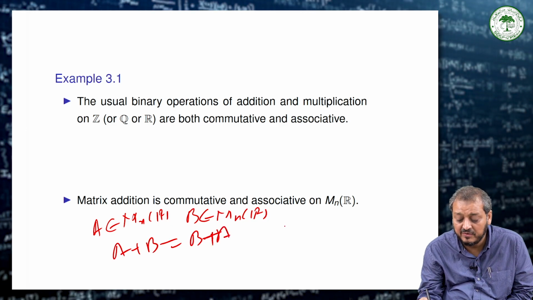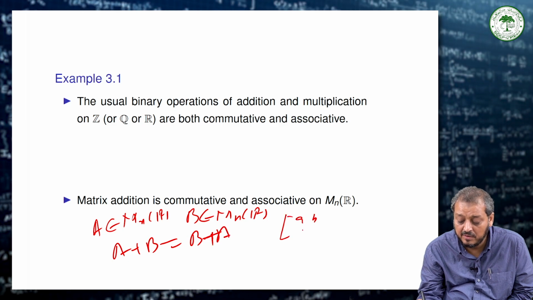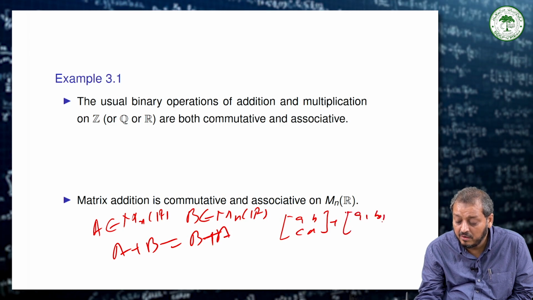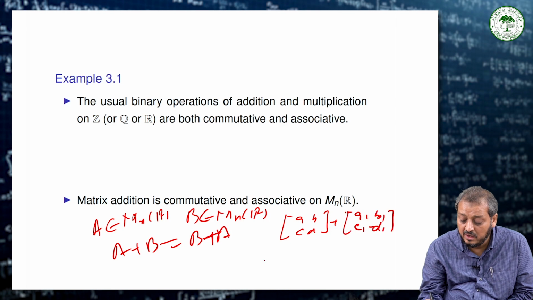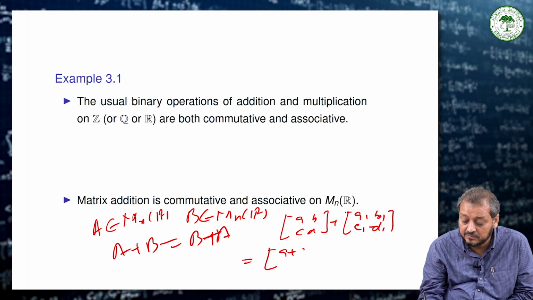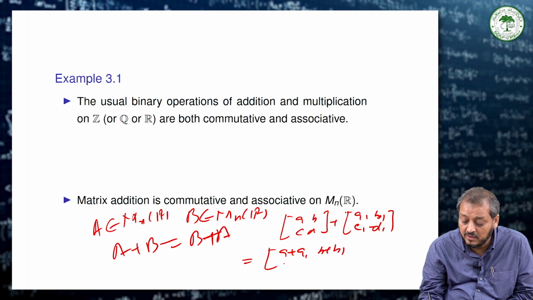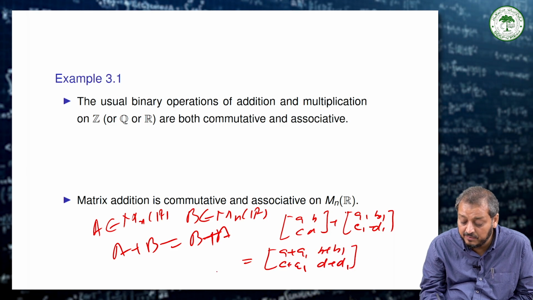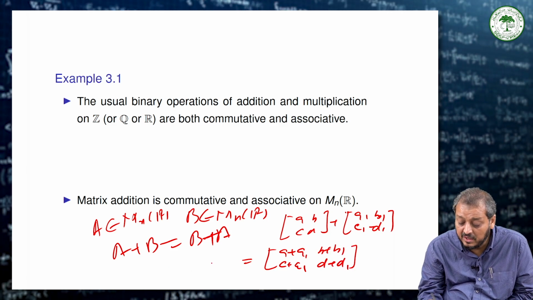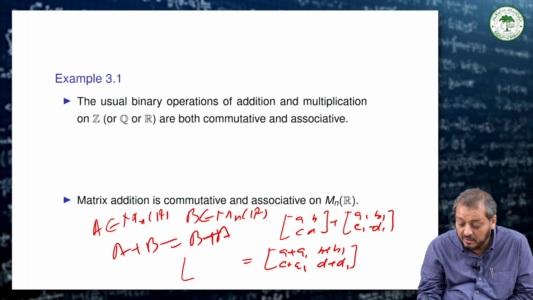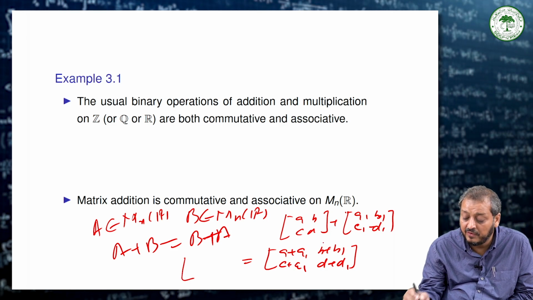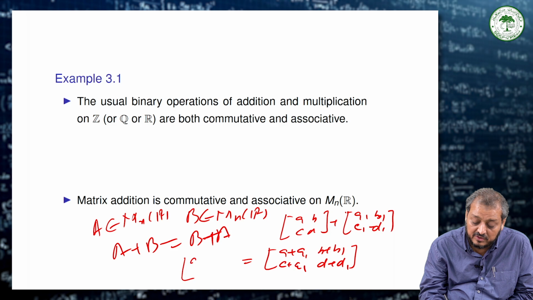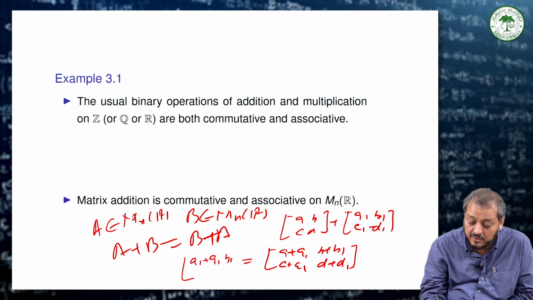For example, we take any 2 by 2 matrix A, B, C, D and add A1, B1, C1 and D1. Then the sum is A plus A1, B plus B1, C plus C1, D plus D1. You can see this can be rewritten because A1 is an element of R, B1 is an element of R, and real numbers under addition are commutative.